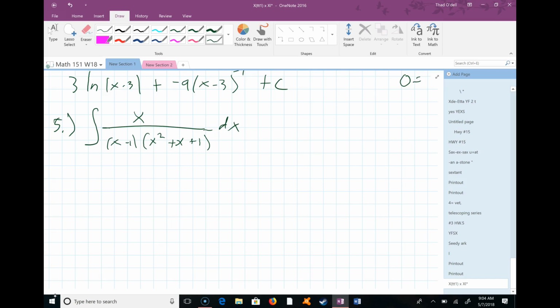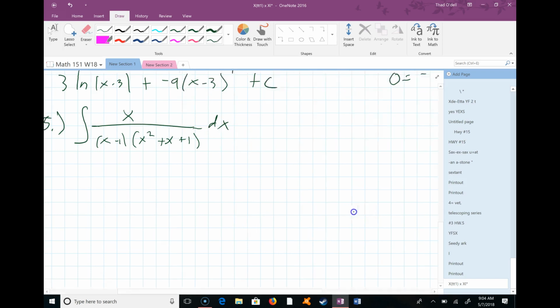X squared plus x plus 1 can be factored further? Mm-mm. If it's x squared plus 2x plus 1, you can factor that into x plus 1 times x plus 1. But that thing's not factorable. And that's what makes this one a little bit more challenging, because I have 2 factors, but one of them is a quadratic factor. Right? So far we've had only linear factors. Okay? So we're going to have to handle this one a little bit differently.